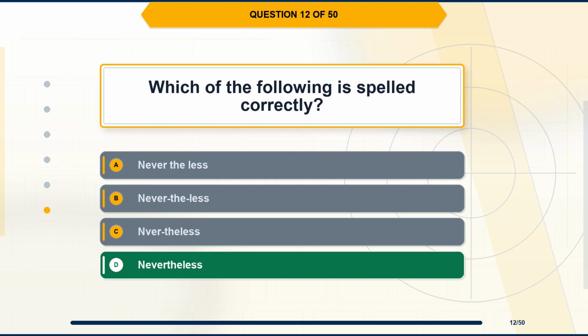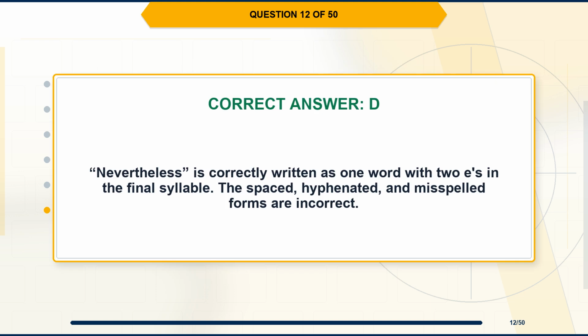The correct answer is option D, nevertheless. Explanation. Nevertheless is correctly written as one word with two e's in the final syllable. The spaced, hyphenated, and misspelled forms are incorrect.